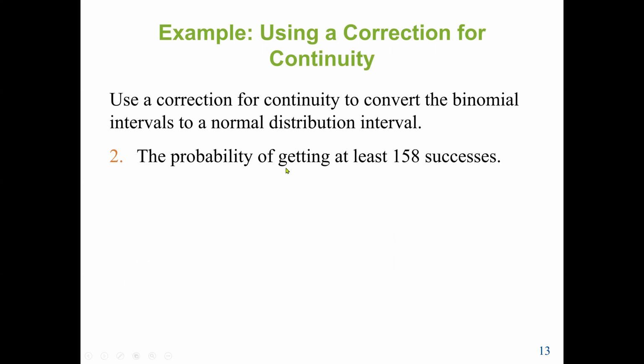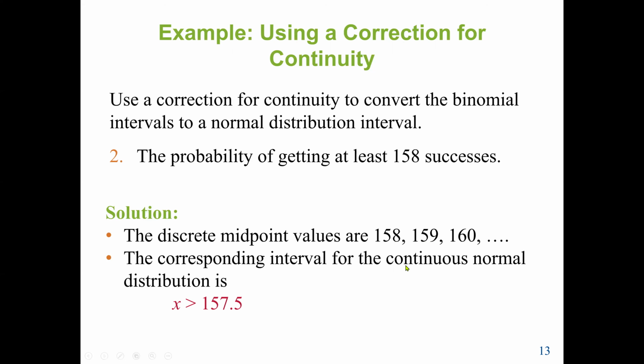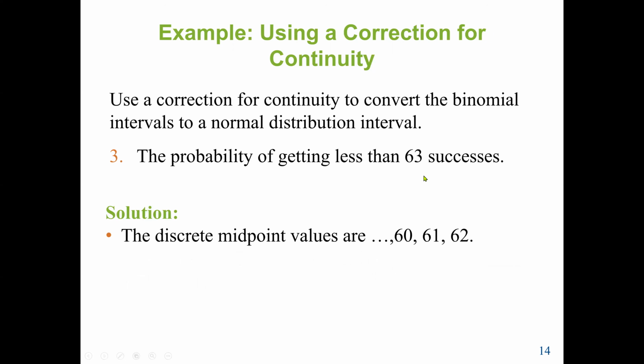Then the probability of getting at least 158 successes: the discrete midpoint values are 158, 159, 160, 161, and keep going. Now, the corresponding interval for the continuous normal distribution is x greater than 157.5. The reason why is, again, we move to the left, so greater than 157.5.